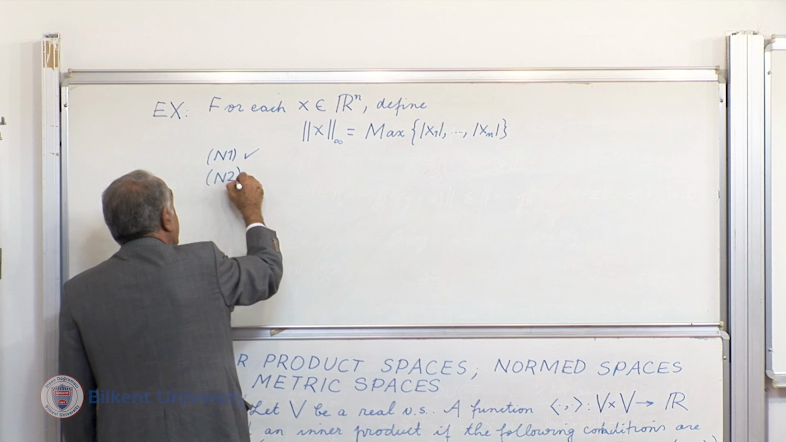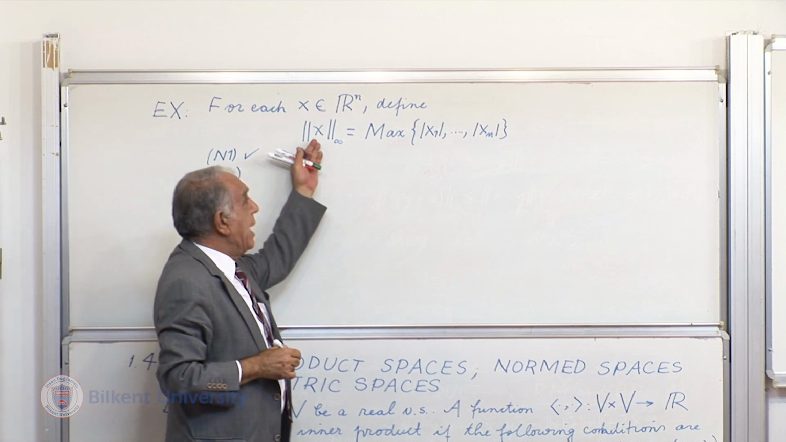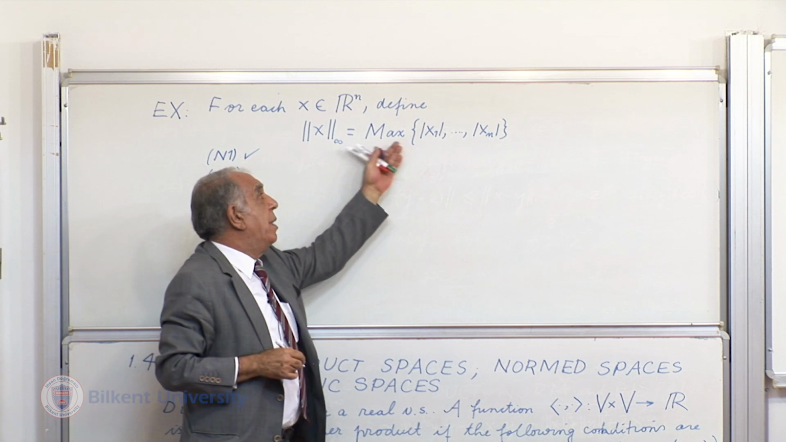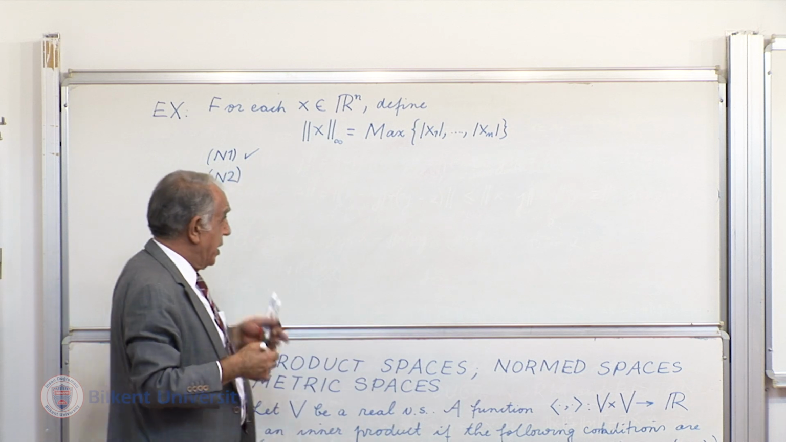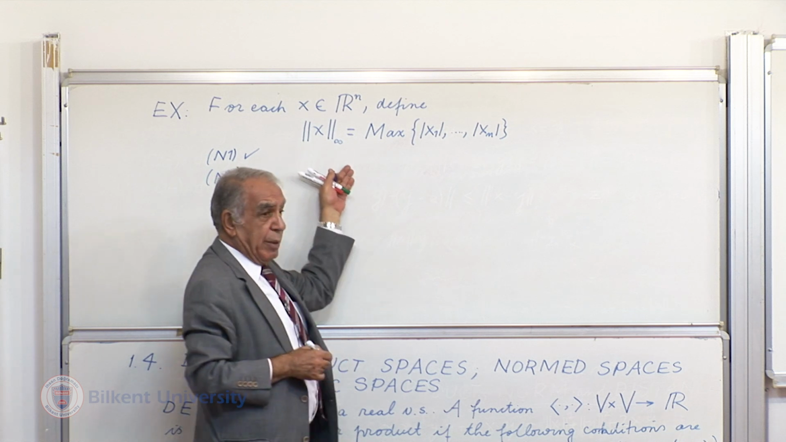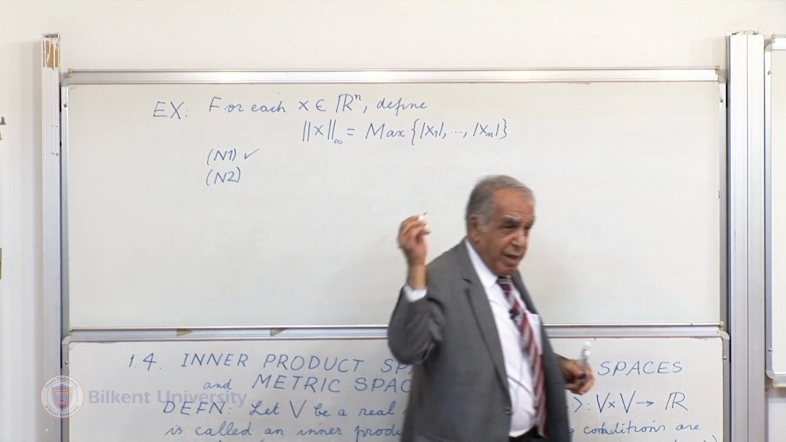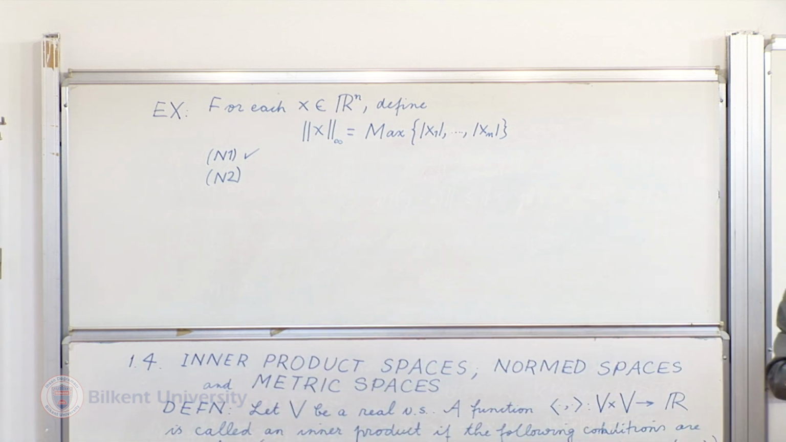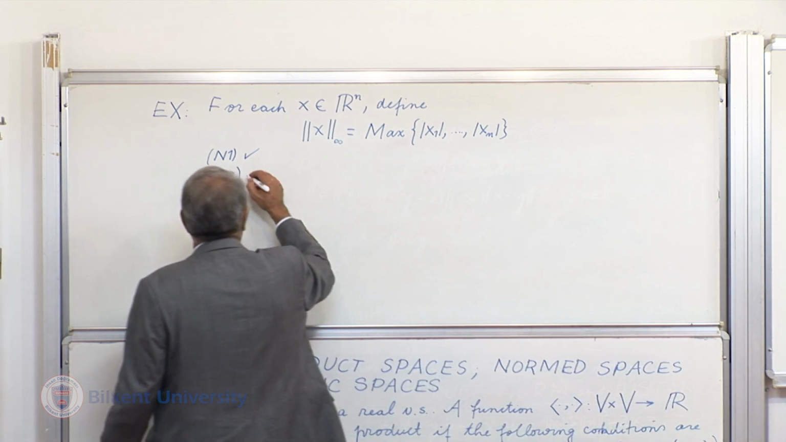N2. Is N2 satisfied? Well, if x is the 0 vector, then you'll have all zeros here. The maximum of them is 0, that's fine. If this quantity is equal to 0, then the maximum of all these absolute values must be 0. That means they're all 0, but then x1 up to xn all have to be 0. N2 is satisfied as well.